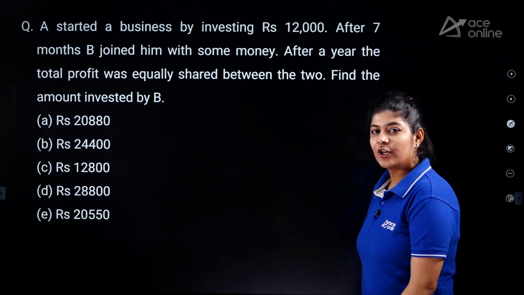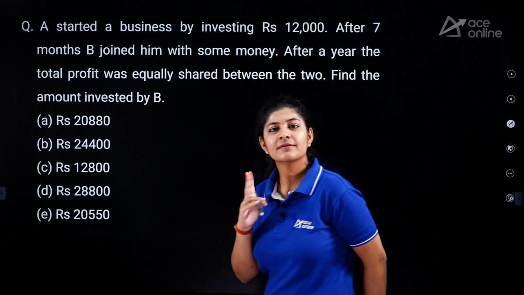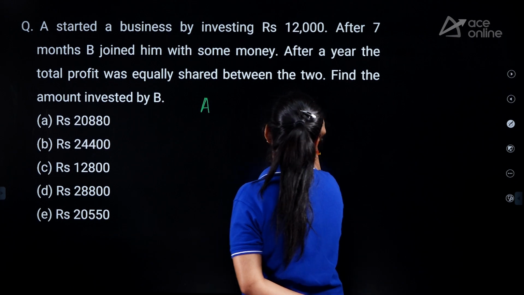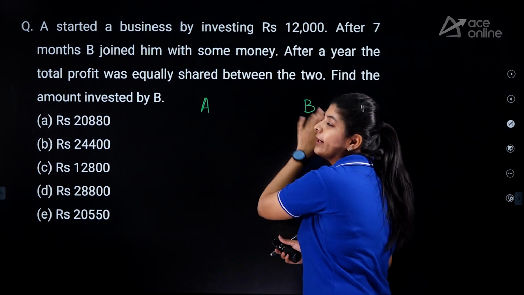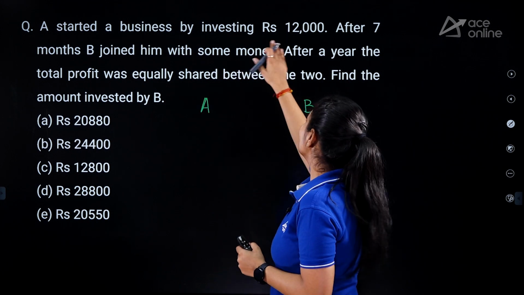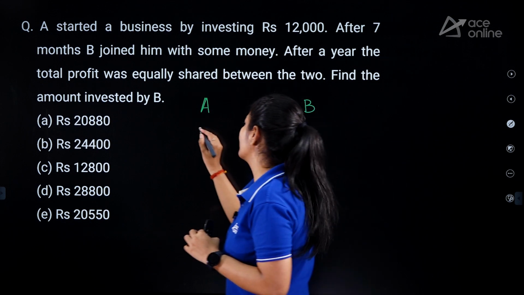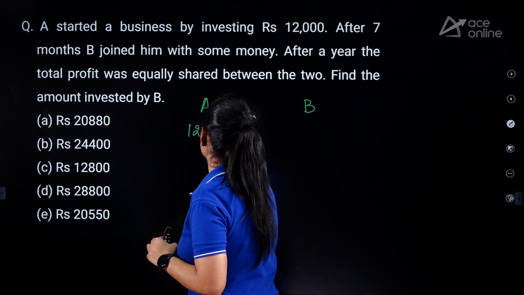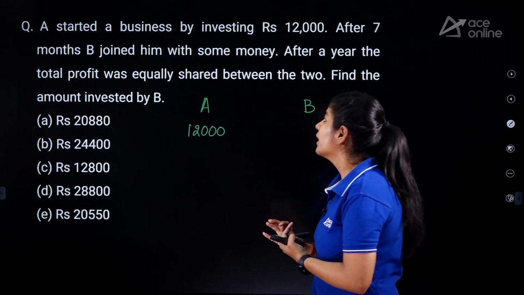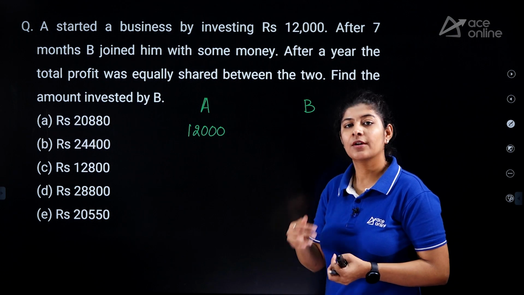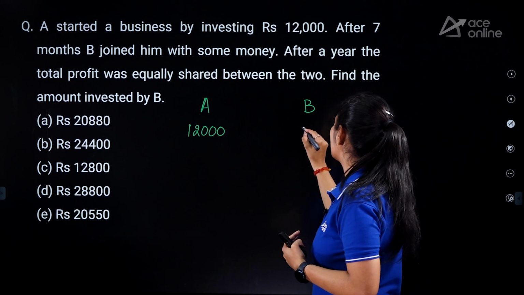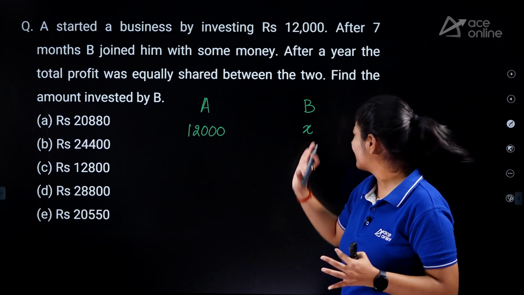Okay, so let's start solving this particular question. Here we are having two persons. The first is A and the second one is B. Right now, B is not in the business. Okay. So, A started a business by investing how much amount? 12,000 amount. This is the capital or we can say the investment. Now, after 7 months, who joined? B joined with some certain amount of money. Let's suppose it is X. He invested X rupees.